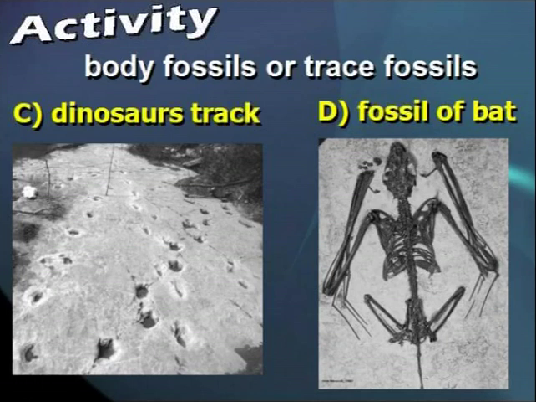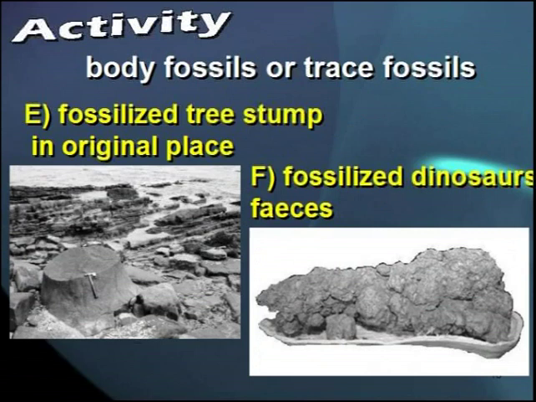All right, let's move on to the next set of pictures. Letter E, fossilized tree stump in original place. And fossilized dinosaurs' feces. Another word for feces is excreta, or you can say droppings.